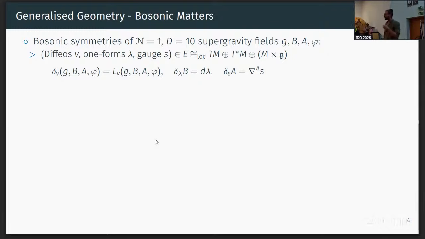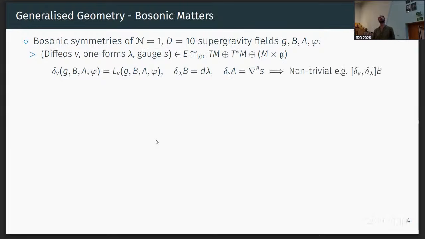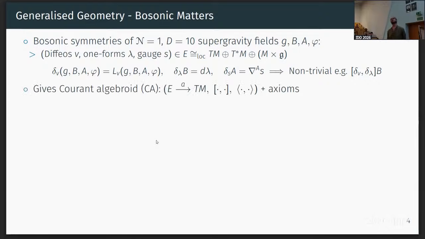And if you look at this for a second and think about the bracket of, for example, a diffeomorphism and a one-form symmetry on your B field, you notice that you get some kind of non-trivial bracket on that. And if you take the structure very seriously, this bracket lets you define a very nice structure on this thing, the so-called generalized tangent bundle E. Namely, you can give it the structure of a so-called Courant algebroid. And what is a Courant algebroid?